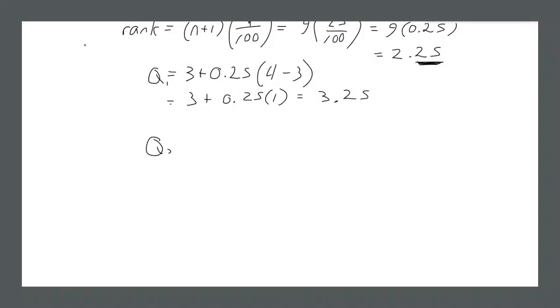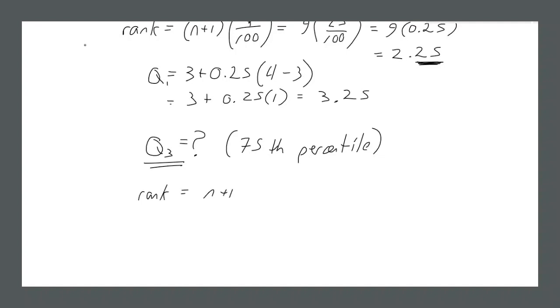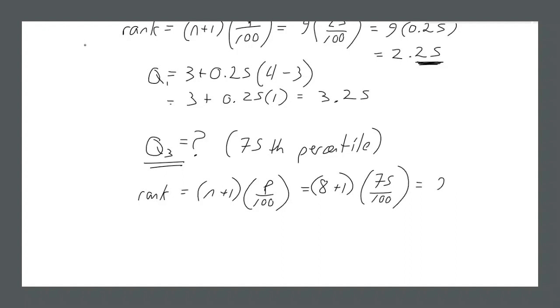The third quartile. To find that, well, that's the same as finding the 75th percentile, which is the same steps that we just did, except our rank is going to be 75 over 100 instead of 25 over 100. 8 plus 1 times 75 over 100, which is 9 times 0.75.